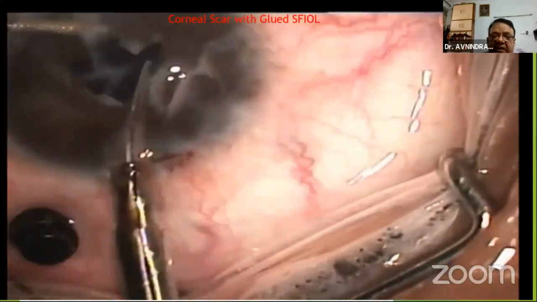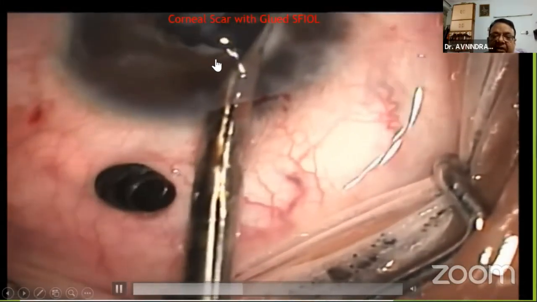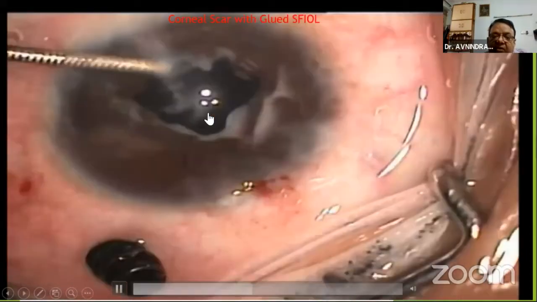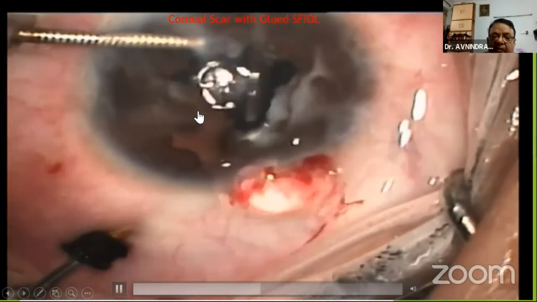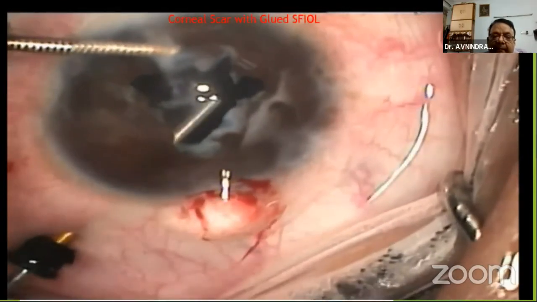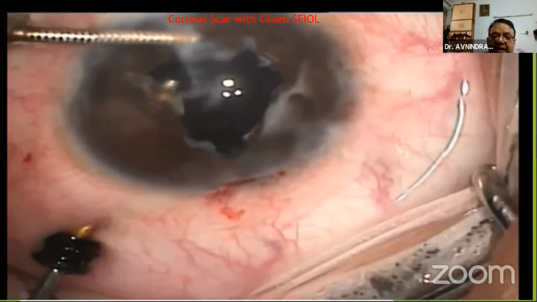Once this sphincterotomy is done, you can see the pupil size enlarging. You can visualize the posterior segment, and you can do a nice, good vitrectomy in this patient. Vitreous with cortex is removed, and the center portion is cleared.